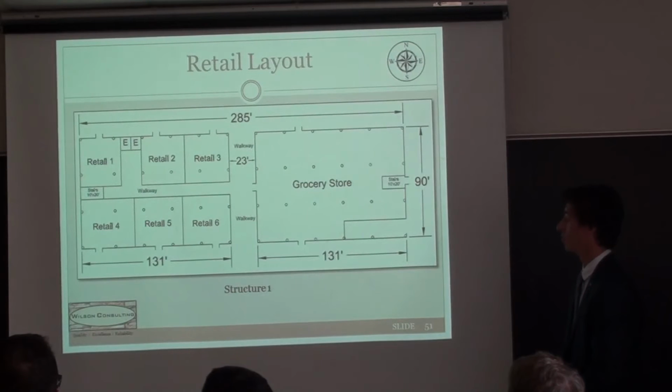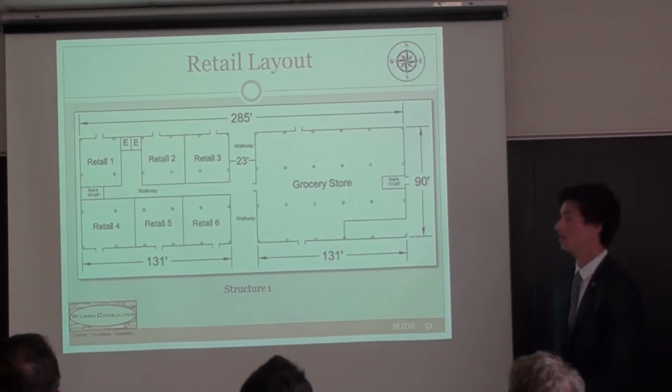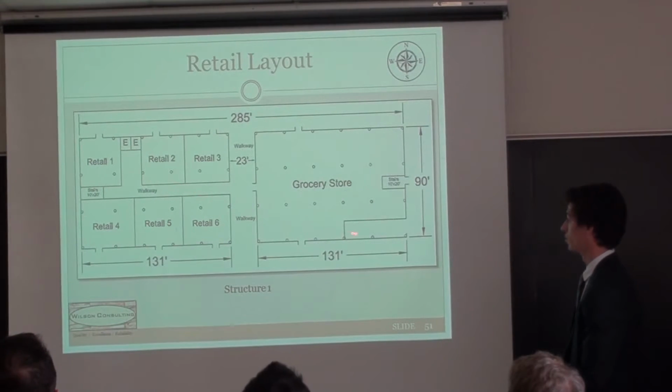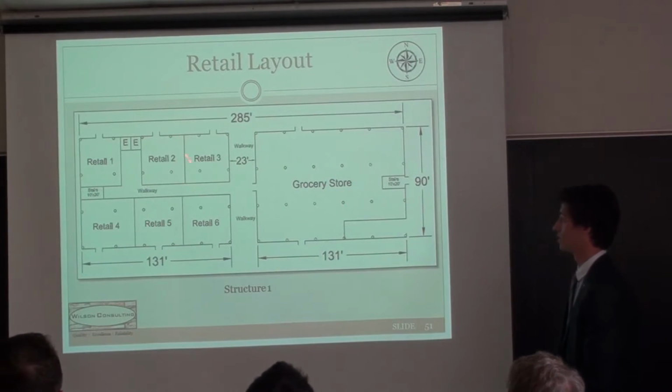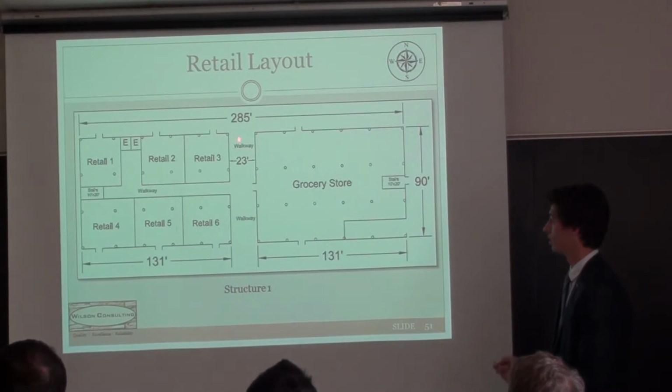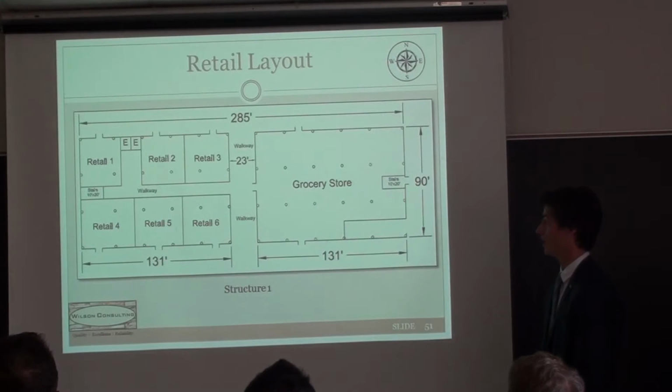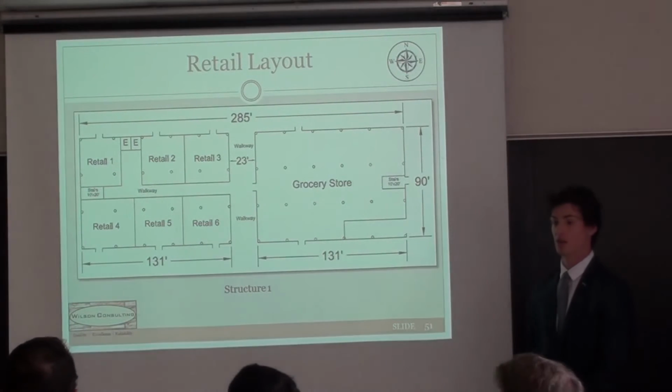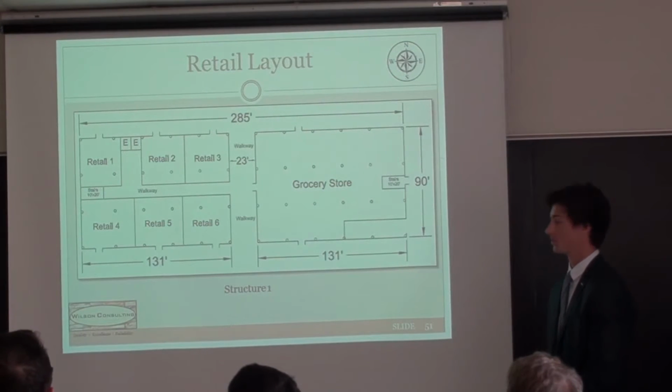This is structure 1's first floor retail layout. We decided to put a grocery store on the right side and 6 retail spaces available on the left side. There's a central walkway that you can take from the parking lot all the way to the exit road and sidewalk. The elevators and stairs on this level, as well as the basement, will have resident key card access for safety purposes.